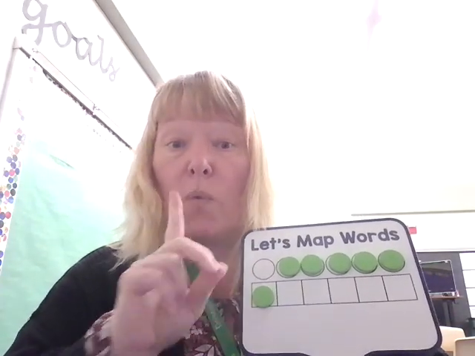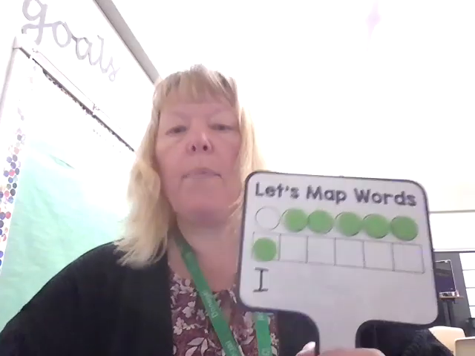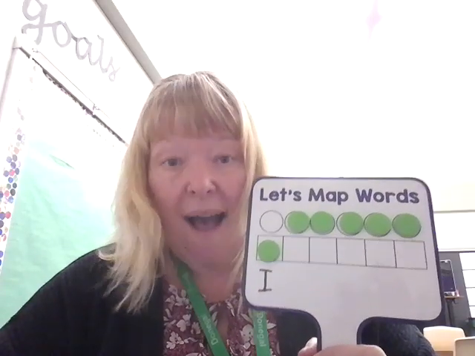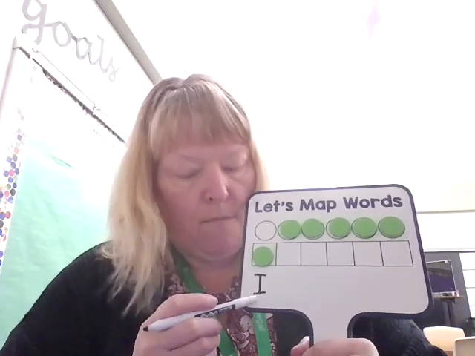Our first tricky word is the word I. We're going to think how many sounds are in the word I. I. There's one sound. When I want to write I as a tricky word, I have to think about I being an uppercase or capital letter. That's what makes it tricky. I know the letter I, but the word I means that it's talking about a person.